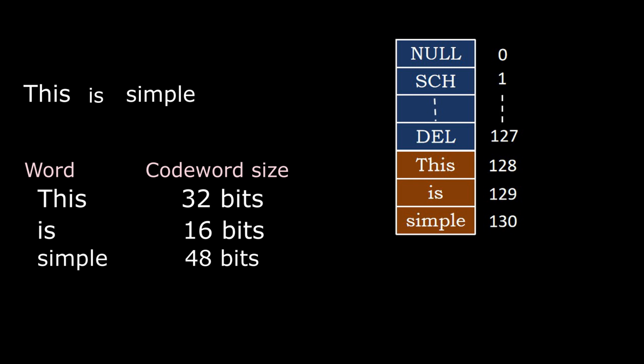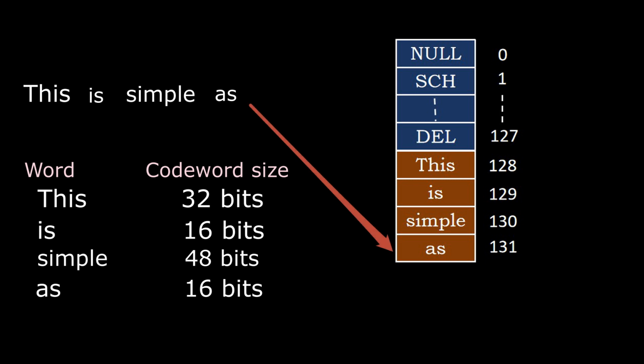Then the next word is "as". Again, on receiving this word, the encoder will search the character set. As the word "as" is not available in the character set, the 8-bit index used for representing A and S will be transmitted separately. Hence the code word size for the word "as" is 16 bits. Then the word "as" is stored in the character set.